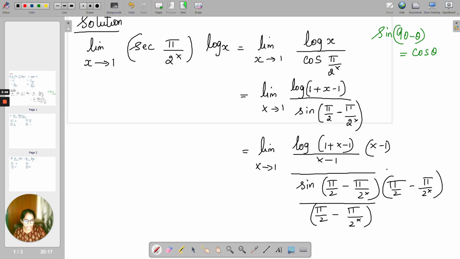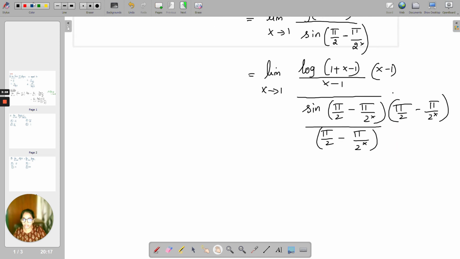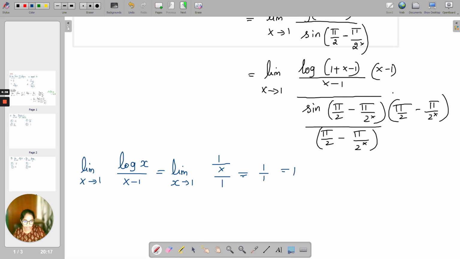Now let me take limit x tending to 1 of log x itself divided by x minus 1. So I have log 1, which is 0, and here 1 minus 1 is 0. So let me apply L'Hospital's rule. Limit x tending to 1, I would get 1 divided by x divided by 1. Now if you apply the limits, what would you get? You would get 1 divided by 1, which is equal to 1.